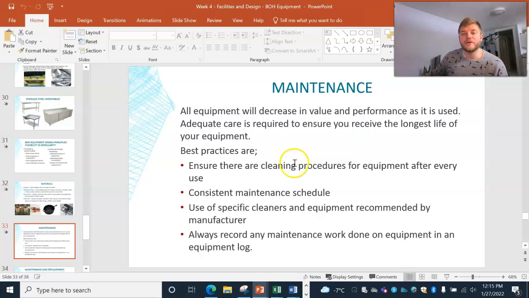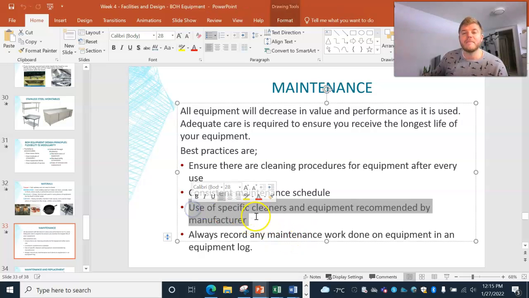So having those standard operating procedures and standard cleaning procedures for equipment is integral to keep up the maintenance of them. Use the specific cleaners and equipment recommended by the manufacturer. Be careful with that. Sometimes they recommend a specific cleaner because they make it and it's very expensive. But as long as it's the same material, you can get it from anywhere, that's good.